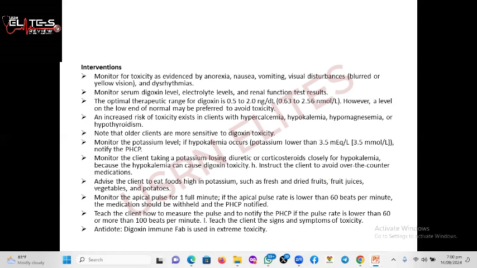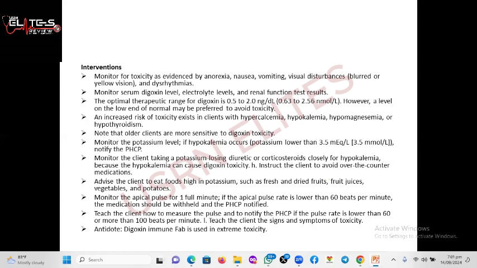Then what are some of the things that can put a client into toxic levels of digoxin if they are taking this medication? Now, some electrolytes need to be monitored. If someone is taking digoxin, you need to monitor electrolytes like calcium, potassium, and magnesium. If there is any form of disturbance in their levels, especially with potassium, it leads to what we call digoxin toxicity.